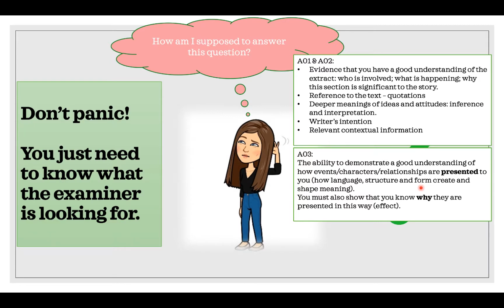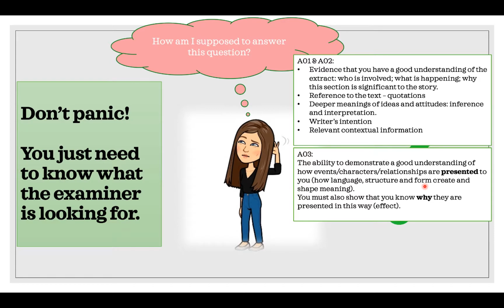Now, obviously, language is probably going to be a little bit easy for you. This is to do with word choice, or it could be imagery, or it could be the way in which somebody speaks, or the language that determines that character. Structure is to do with maybe how the extract is organised, how it begins, how it ends, how ideas progress. It can also be to do with how much somebody speaks, the order in which people speak, how often they speak.